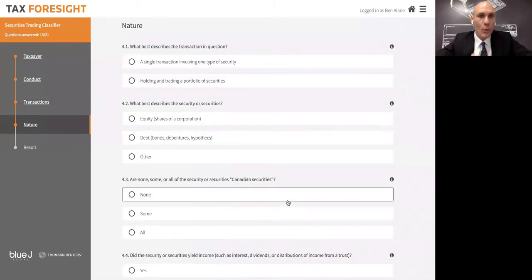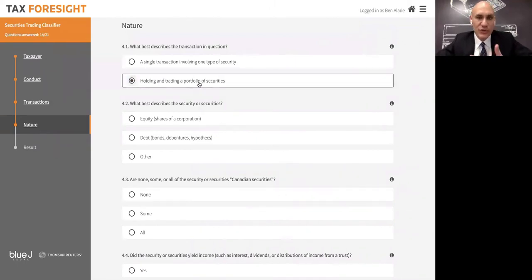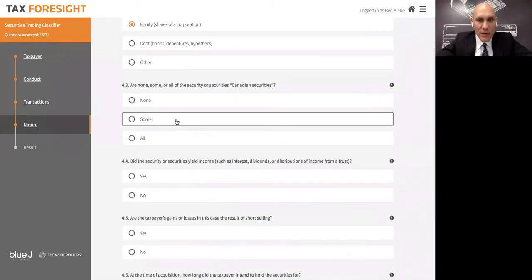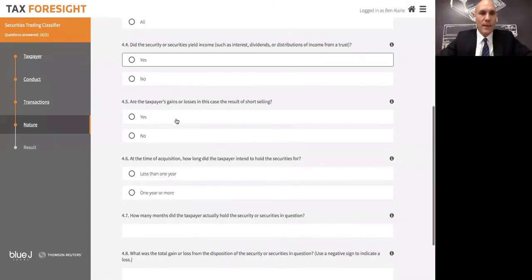Okay. What best describes the transaction in question? Well, he's holding and trading a portfolio of securities, right? He's got 34 different issuers that he's trading in. Here, he's trading in shares of companies. Some of the securities are Canadian securities and some are US securities.